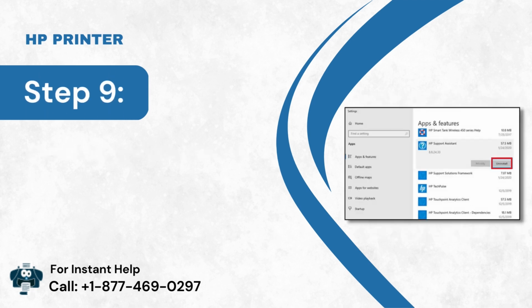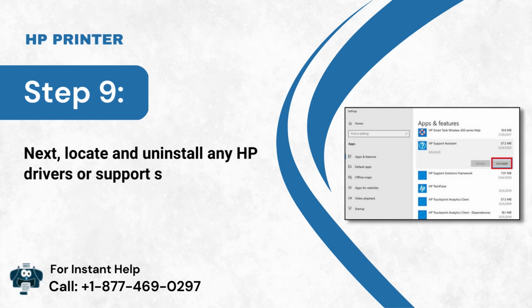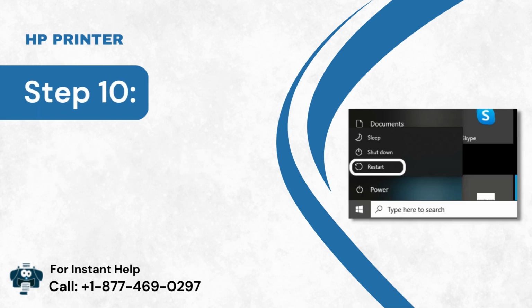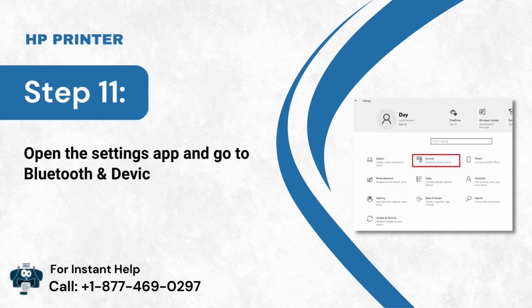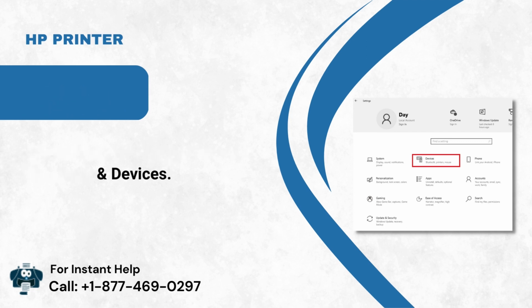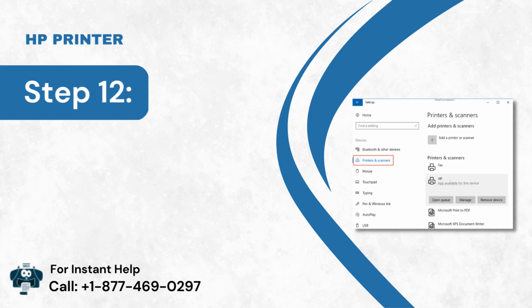Step 9. Next, locate and uninstall any HP drivers or support software. Step 10. Restart your computer. Step 11. Open the Settings app and go to Bluetooth and Devices. Step 12. Then click on Printers and Scanners.